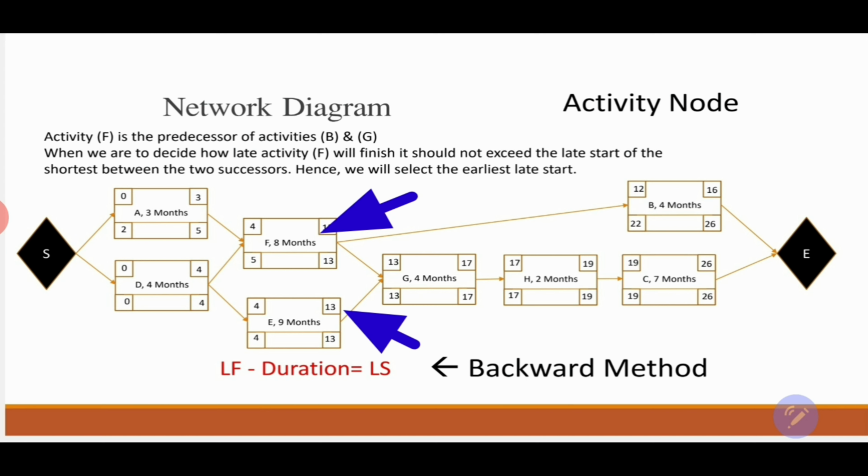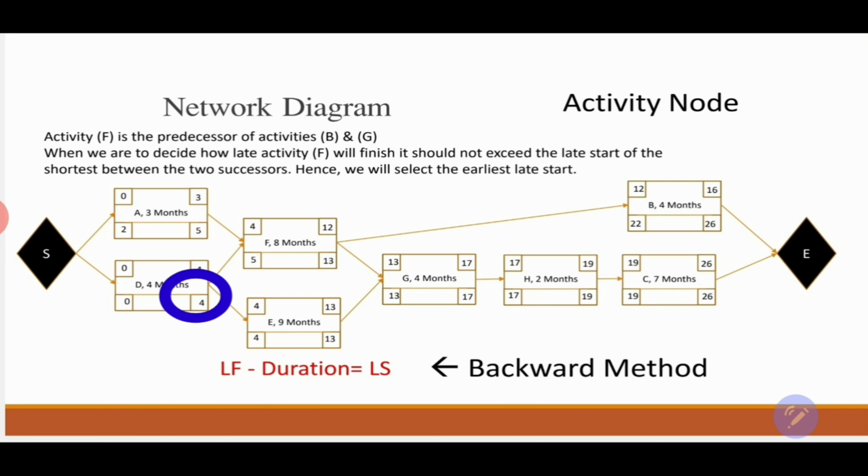same principle and the same rule. If we have multiple successors, we're going to select the lowest late start of these two successors. The two successors that we have for activity D are F and E. F has a late start of 5, and activity E has a late start of 4. The rule says that we have to select the lowest late start between these two successors, and that's going to be the late finish of the predecessor D. So we're going to select 4. 4 is going to be the late finish of activity D.